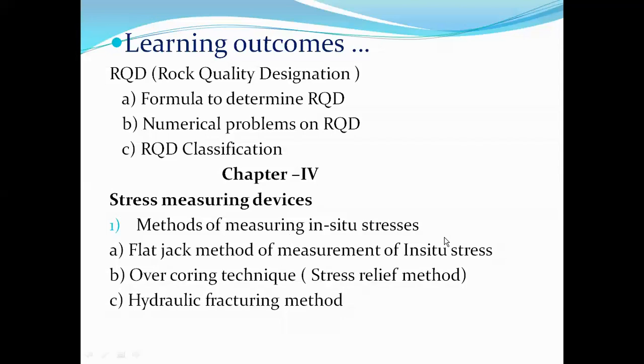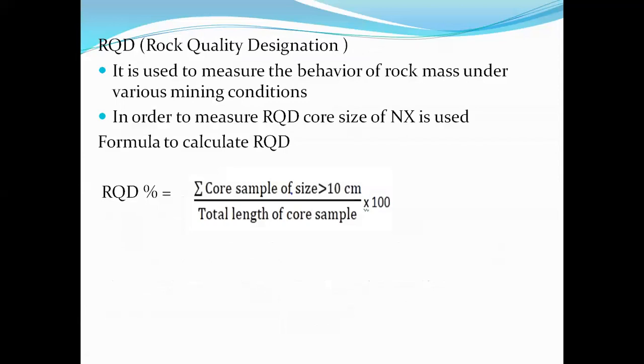So the methods of measuring in-situ stresses are the flat jack method, the overcoring technique or stress relief method, and the last one is what? The hydraulic fracturing method. Let us discuss RQD. See, RQD means what? Rock quality designation. The measurement of RQD is purely based on the size of the core sample that we will be getting during the exploration process.